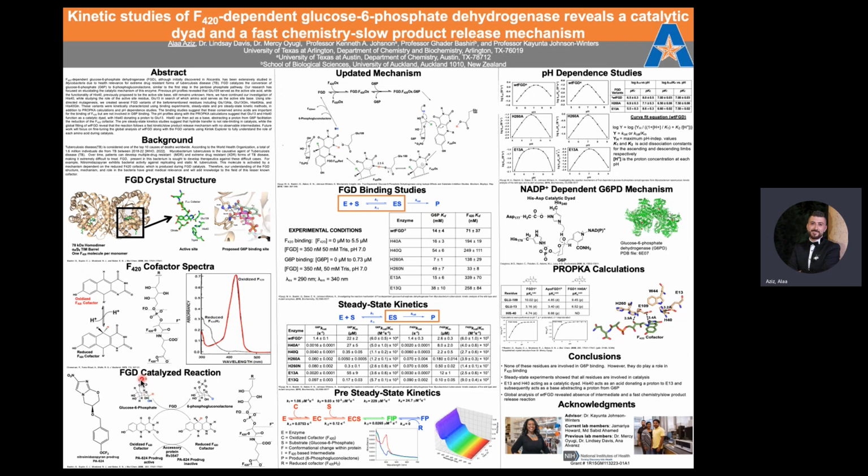FGD catalyzes the conversion of glucose 6-phosphate to 6-phosphogluconolactone. It facilitates the transfer of a hydride from the carbon 1 position of glucose 6-phosphate to the carbon 5 position of the cofactor, reducing the cofactor.